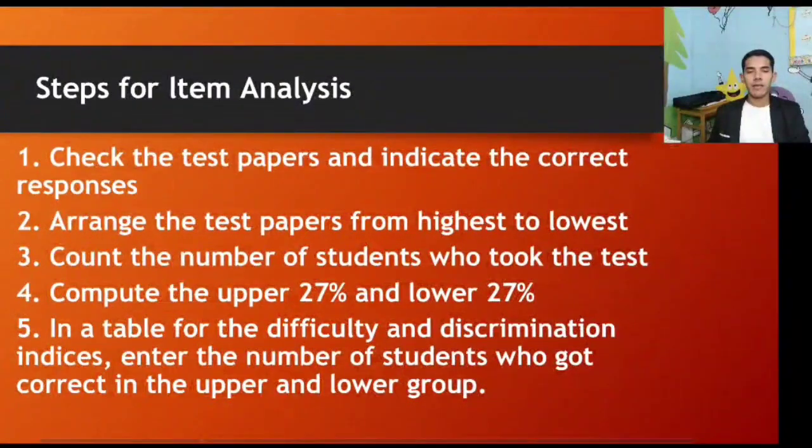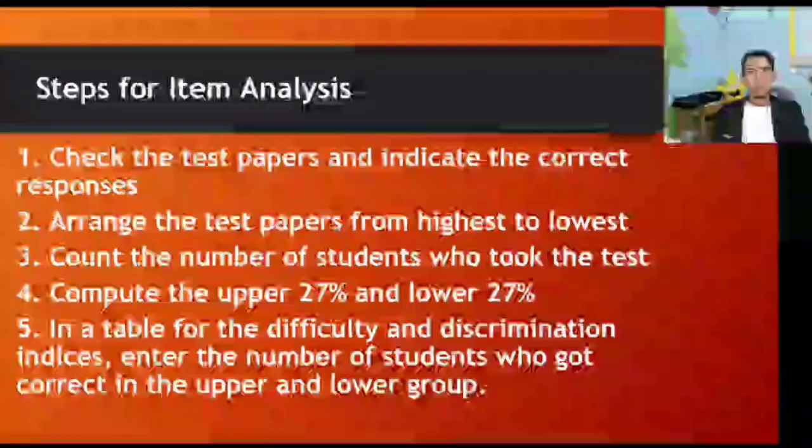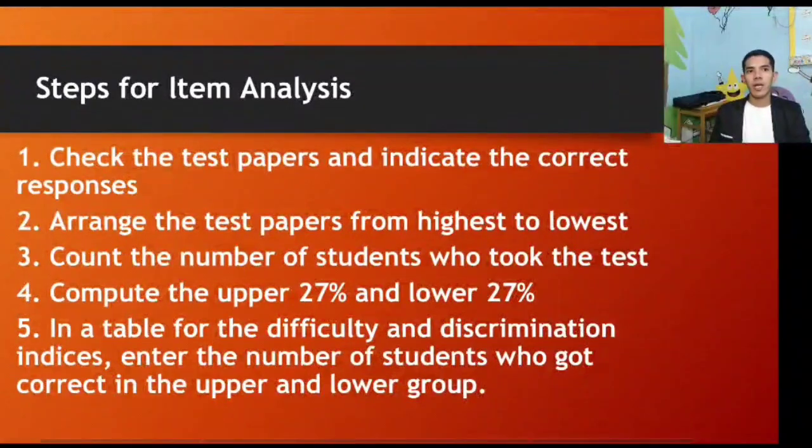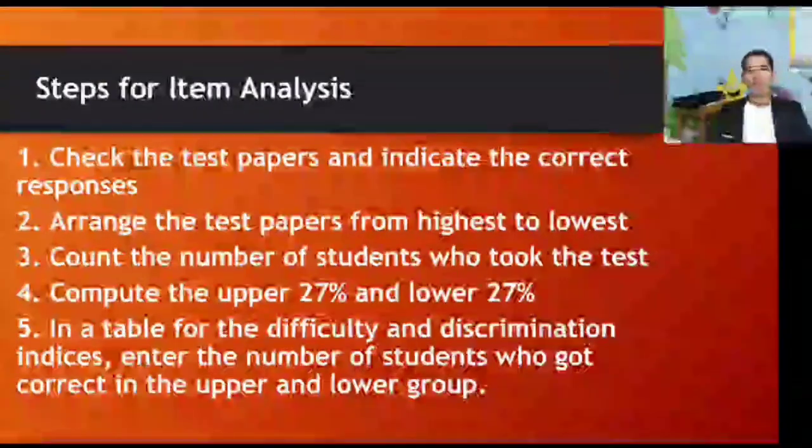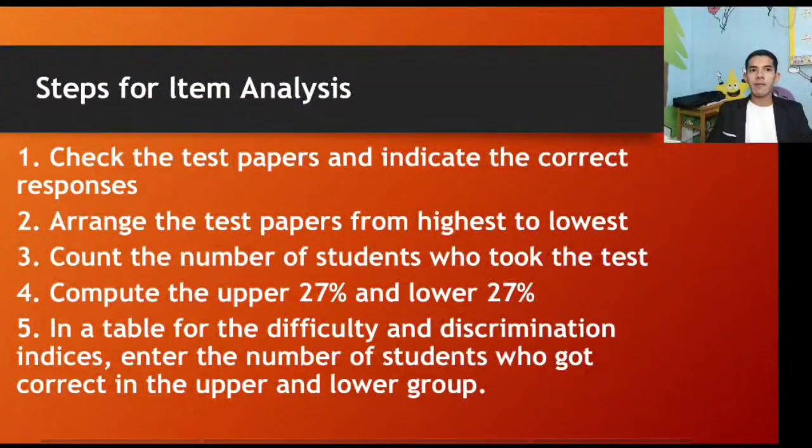Okay, number 5, in the table for the difficulty and discrimination indices, enter the number of students who got the correct answer in the upper and the lower group. Unlike in plausibility of alternatives, where we write in each choice, from A to B, C, the students who answered, and we know who made mistakes from the upper and the lower, and who got the correct answer. Here in item analysis, or in the discrimination and difficulty indices, we only need those students who got the correct answer. We don't care who made mistakes in the upper group and from the lower group.